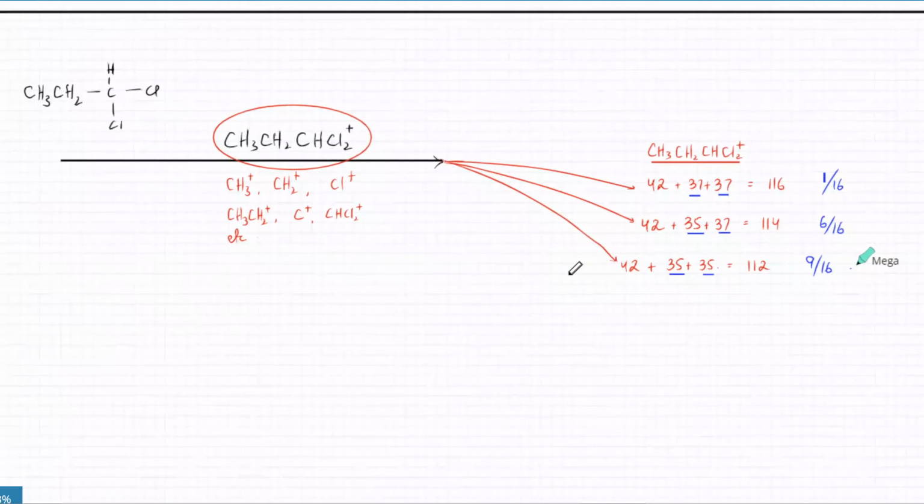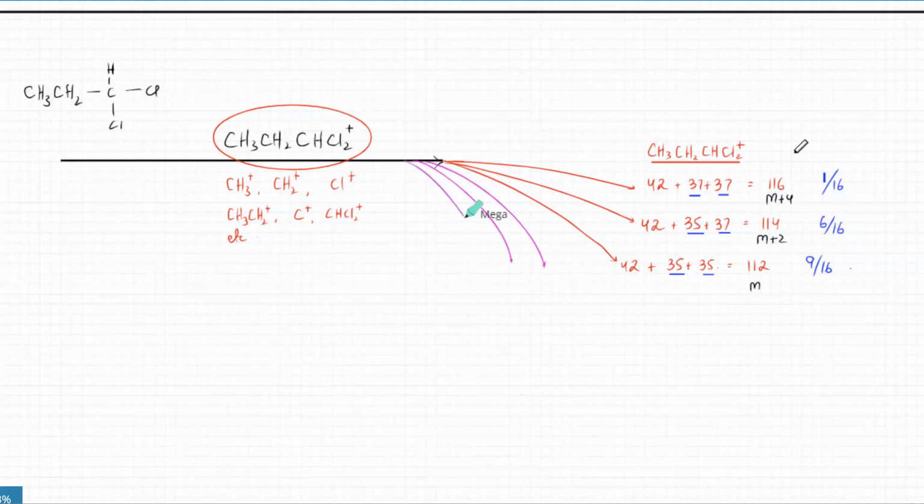what I meant, that if a molecule has two Cls, then the molecular ion peaks. So this is your M peak. That one has a difference of 2, so that's M plus 2. And this one over here is M plus 4. So you're going to get 3 masses. And you're also going to get a lot of different tinier fragments. We don't care about them at the moment.